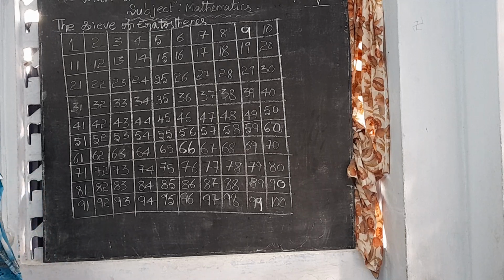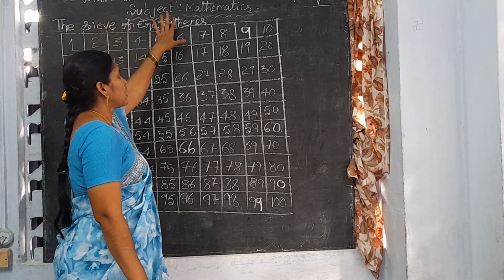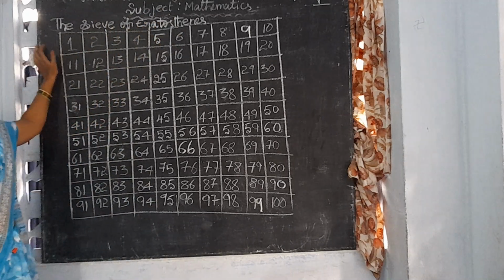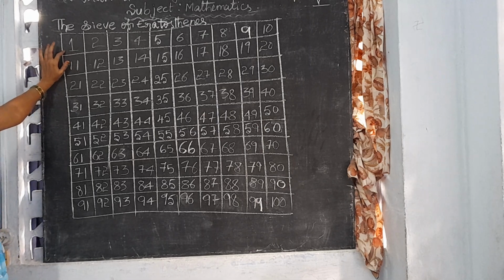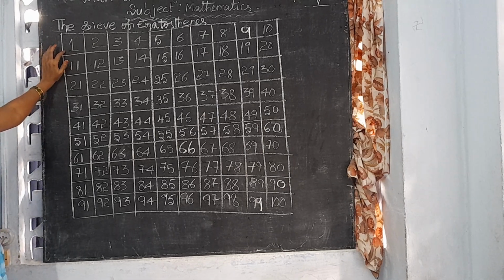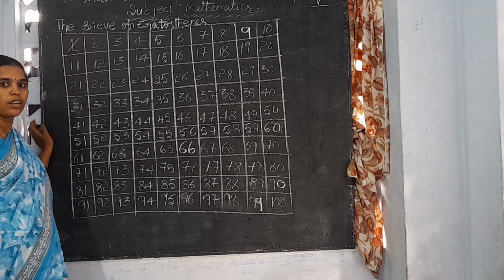Eratosthenes was a Greek mathematician who lived in the 3rd century. He found a simple method of finding prime numbers. See, what is that method? This is Eratosthenes' method. See here, is 1 a prime number? No, it is not a prime number nor a composite number. So, just put a cross on 1.